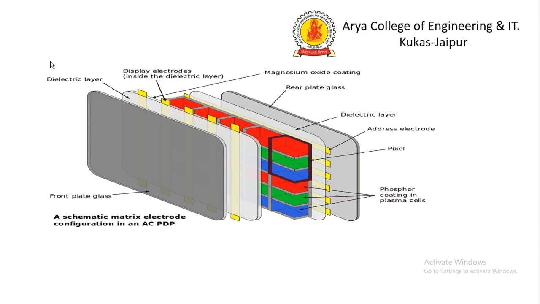This is the diagram of the plasma display. Dielectric layer, display electrode inside the dielectric layer, magnesium oxide coating, rear plate glass, dielectric layer, address electrode, pixels, phosphor coating in plasma cell, front plate glass.